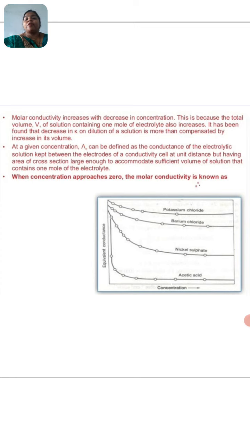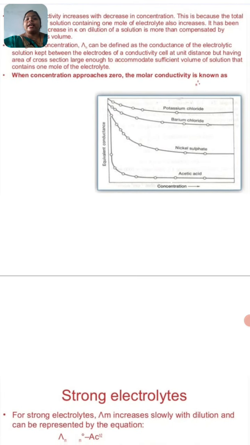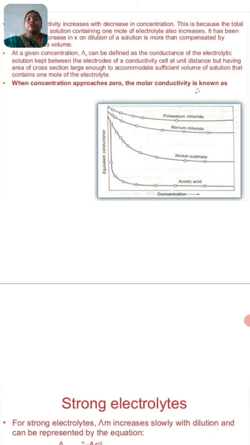It has been found that the decrease in K on dilution of the solution is more than compensated by the increase in its volume. Molar conductivity at a given concentration can be defined as the conductance of the electrolyte solution kept between the electrodes of the conductivity cell at unit distance, having area of cross section large enough to accommodate sufficient volume of solution that contains 1 mole of the electrolyte.